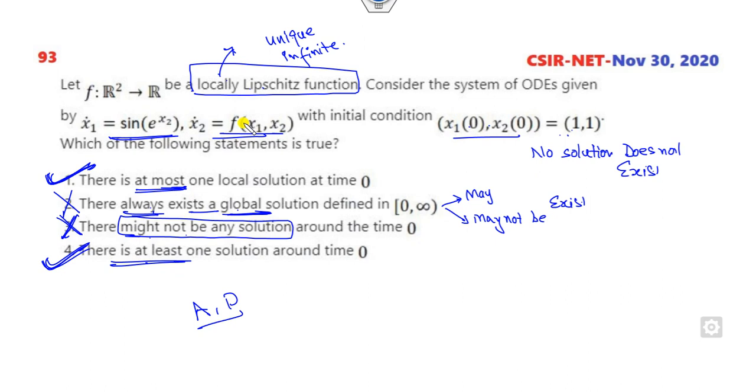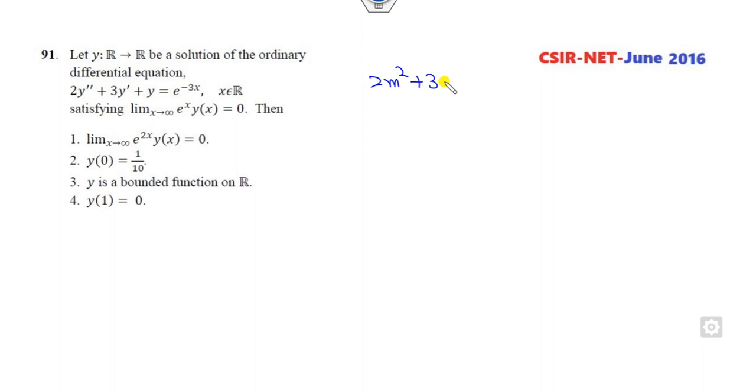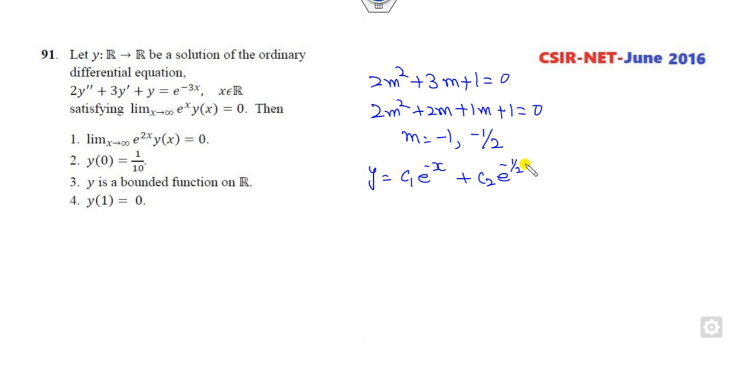So I can write the solution here. I can find the roots of this: 2m squared plus 3m plus 1 is 0. So one root m is minus 1, and the second root will be minus half. So the solution will be c1 e raised to power minus x plus c2 e raised to power minus x by 2. How do you find the particular integral? I can write it as 1 by (2D squared plus 3D plus 1) e raised to power minus 3x. So that's 1 by (18 minus 9 plus 1) e raised to power minus 3x. So it is 1 by 10 of this.